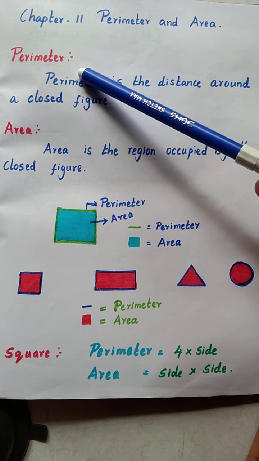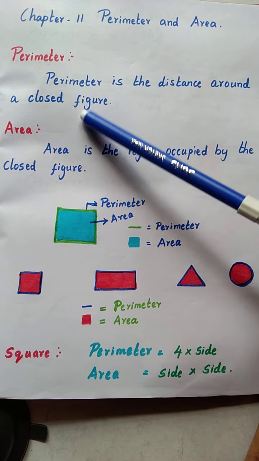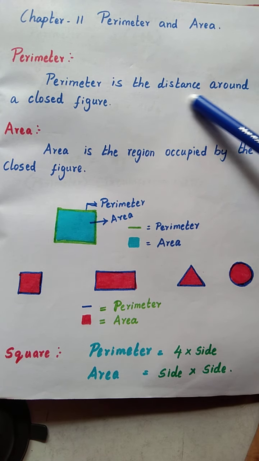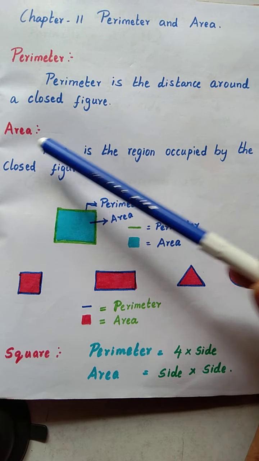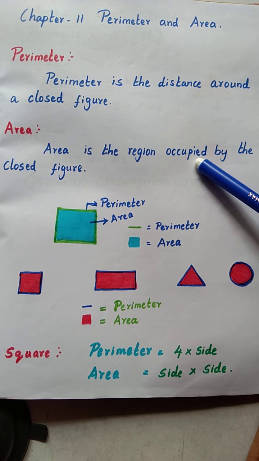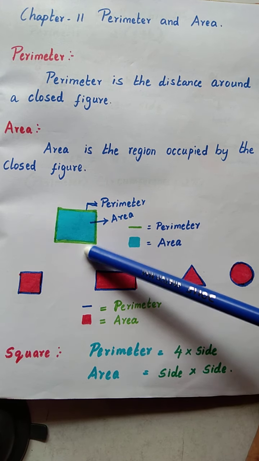Okay. Now, what is perimeter? Perimeter is the distance around a closed figure. Okay. Perimeter is the distance around a closed figure. What is area? Area is the shaded region occupied by the closed figure. Okay. So, what is perimeter?